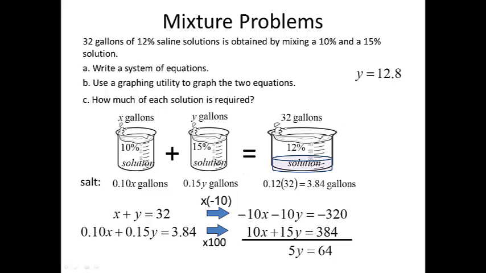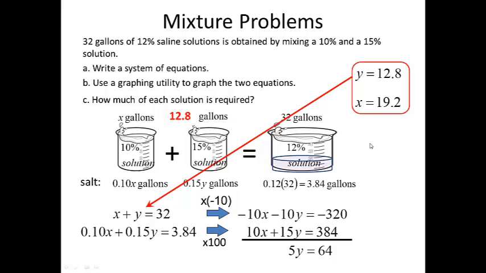Okay, now we need to find how many gallons X is. So we're going to put this back in here for Y, subtract that from 32, and I'm going to get 19.2 as my number of gallons for X. So you may have to watch that again. I'm not sure, but that's how you do that one.